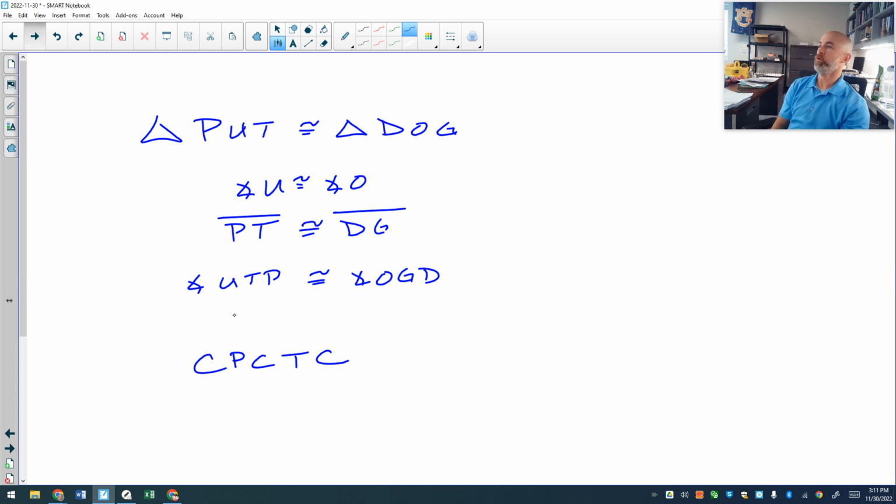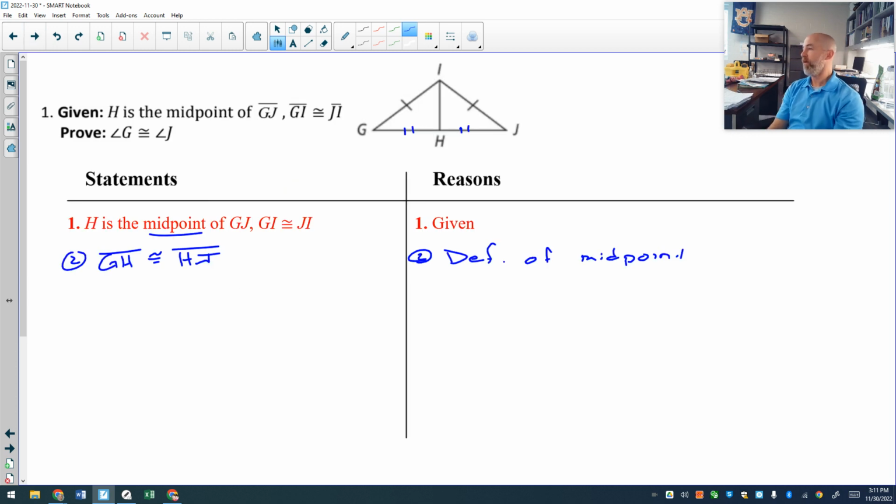So we're trying to prove angles are congruent. Well, first I'm going to find congruent triangles. Well, I already have 2 sides. We either need an angle or a third side. And I see a third side, because IH would be congruent to itself. Whoops, I don't know why I put lines above and below. Right? And so now I have side, side, side.